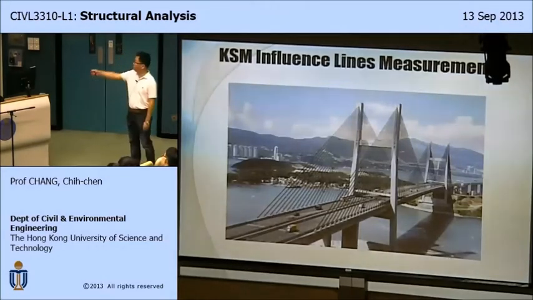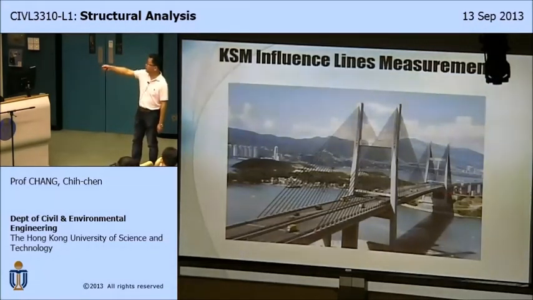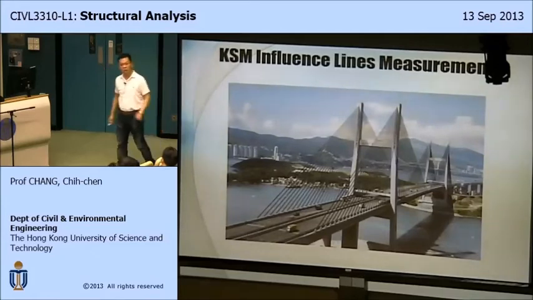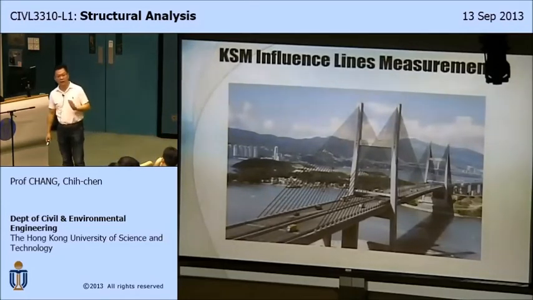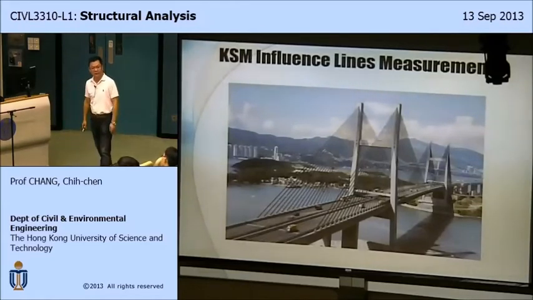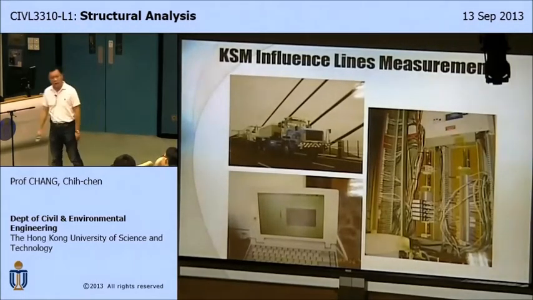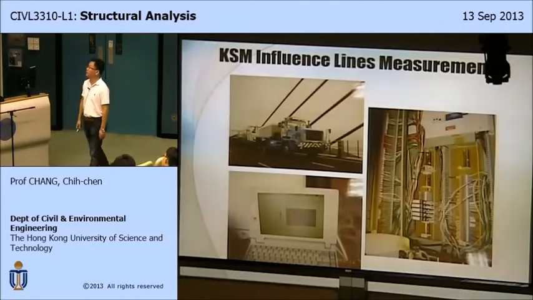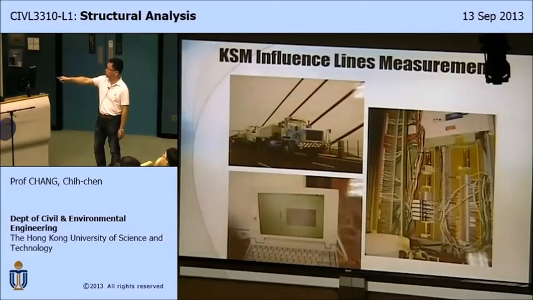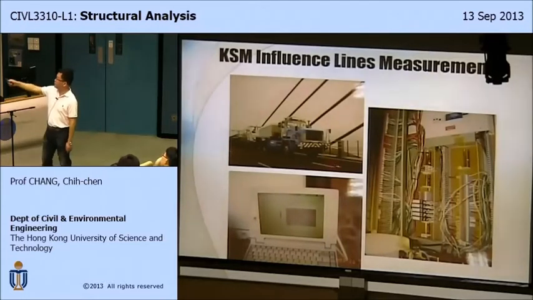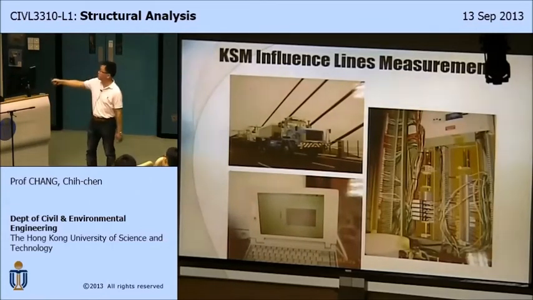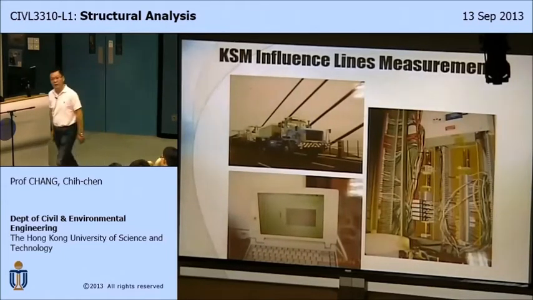Like we have this bridge, Kap Shui Mun Bridge, and Tsing Ma Bridge, Ting Kau Bridge. Now all of them have gone through this kind of influence line test after their completion. This is a photo taken during the influence line tests. This is a very, very heavy truck, positioned at various locations on the bridge. And of course, if you want to measure the forces or internal forces inside the bridge, you need some sort of sensor. So these are the sensor cables and computers acquiring data.